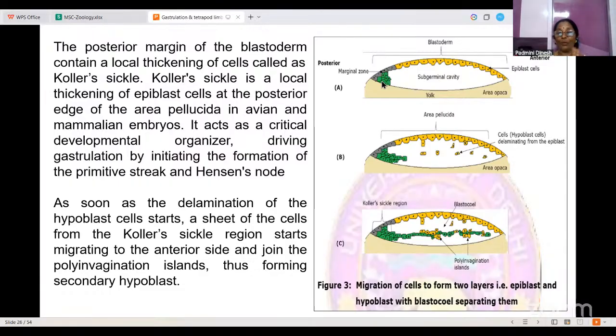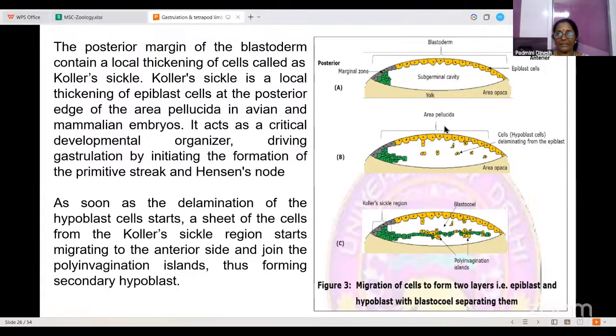Now, I want you all to understand what the area pellucida and the area opaca are. During the formation of the egg, the area pellucida is where the embryo is going to be formed. The area opaca is around it, where the blood islands are going to be formed. So it acts as a critical developmental organizer, something like the Spemann's organizer, driving gastrulation by initiating the formation of the primitive streak. So you're going to start with a primitive streak at the posterior region where Koller's sickle is formed.